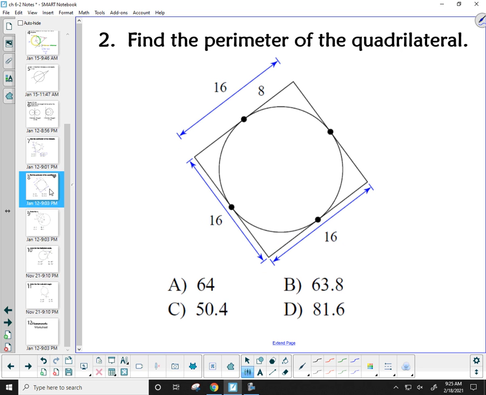Okay, next one here. Again, we have all those tangent segments, right? So we know those tangent segments have to be congruent. All right, so we know if this side is 8, then this 3 tick marks has to be 8. This whole side is 16, so this is going to be 8 and 8. Again, 16, so 8 and 8. Again, 16, so 8 and 8. So when you add them all up, you get 64.